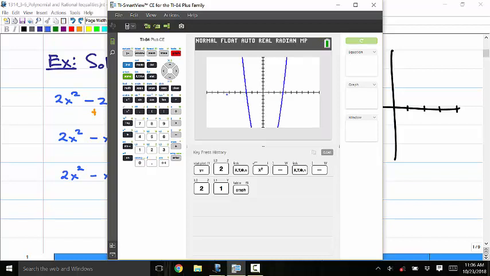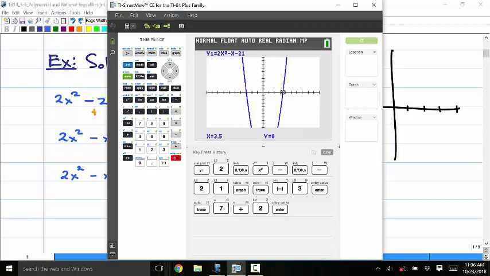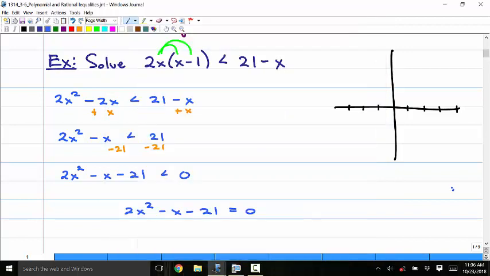Do you agree? What are you going to guess that this one is? -3. I'm going to guess -3, so I'm going to hit trace, -3, enter. It tells me my y value is 0. That's a good thing. What's another guess? Maybe 3.5, 7/2. So if I hit trace, 7/2, yes. Okay, so back on my notes, I'm going to graph -3, 7/2, something like this. And I verified on my calculator that -3 and 7/2 were indeed x-intercepts.